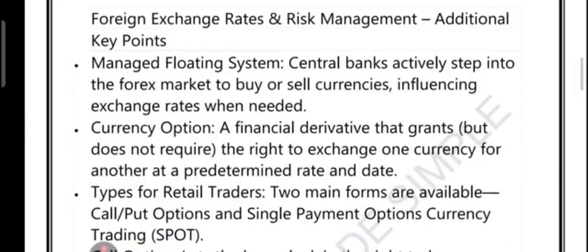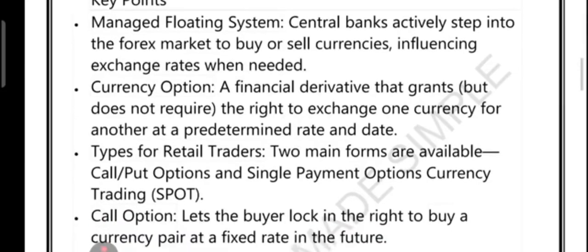Now, some more points related to it, let's discuss. In a managed floating system, the currency value mostly follows the market, but the central bank jumps in when required, buying or selling currency to keep things in check. That is called the managed floating system.